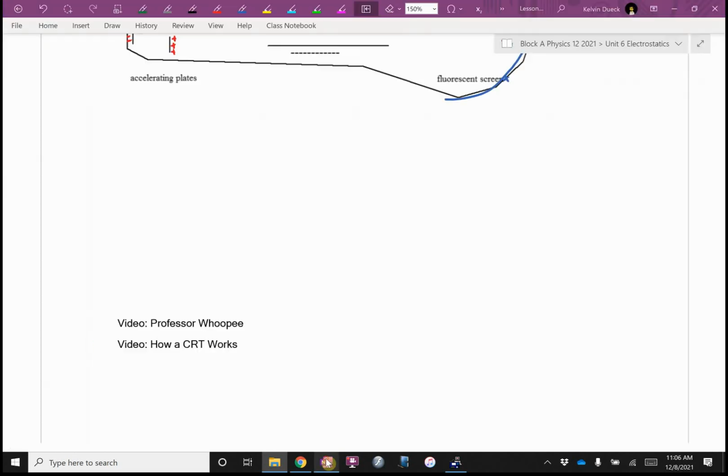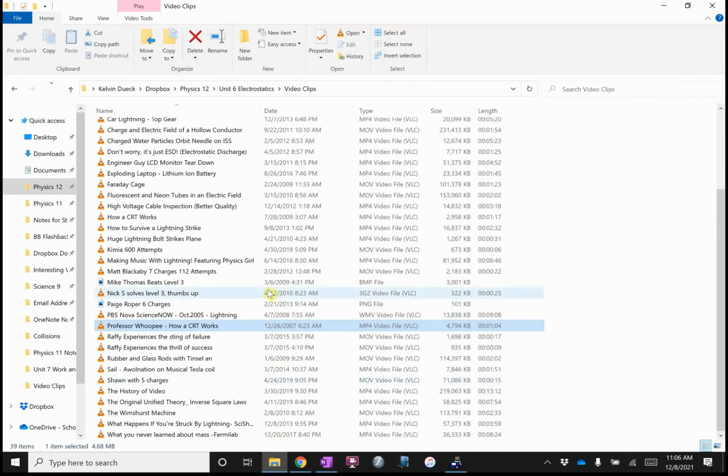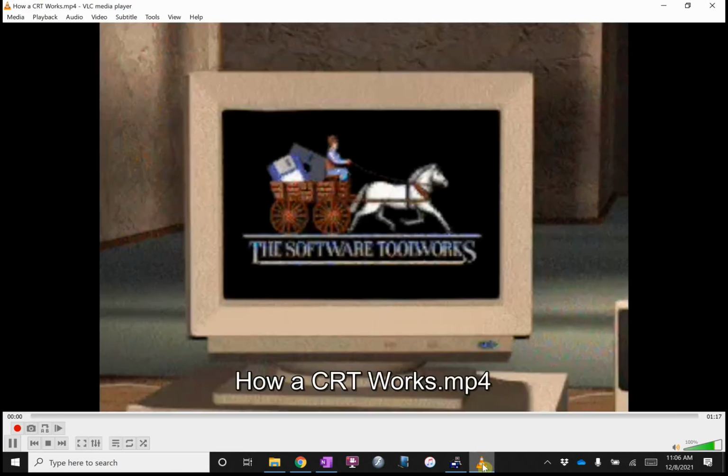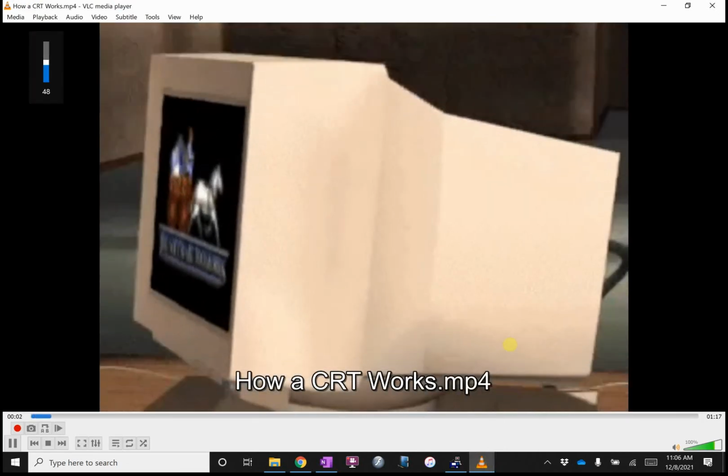Bit of an older one. Let's look at how color TV works. I think this is what I want. Yep. How does the monitor work?